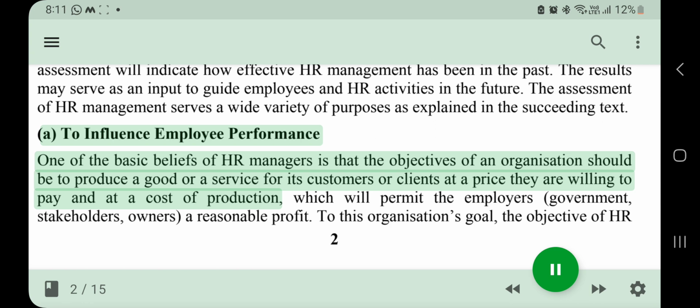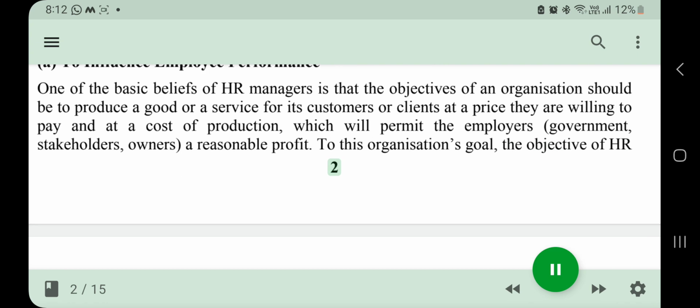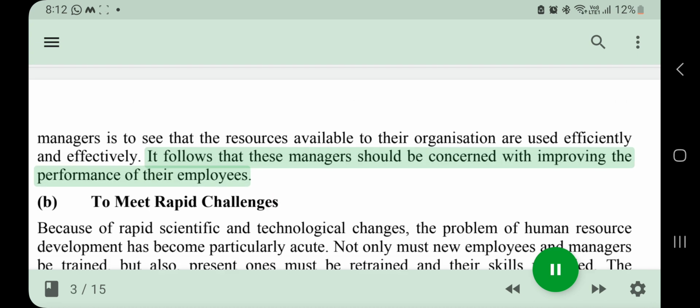A. To influence employee performance. One of the basic beliefs of HR managers is that the objectives of an organization should be to produce a good or a service for its customers or clients at a price they are willing to pay and at a cost of production which will permit the employers, government, stakeholders, owners, a reasonable profit. To this end, the objective of HR managers is to see that the resources available to their organization are used efficiently and effectively. It follows that these managers should be concerned with improving the performance of their employees.